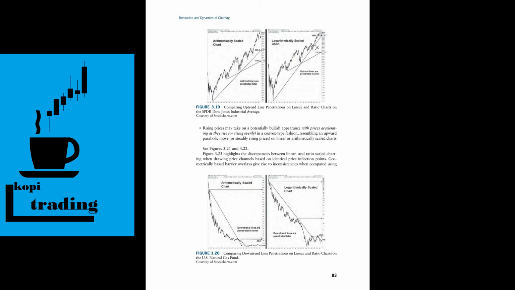Figure 3.23 highlights the discrepancies between linear and ratio scaled charting when drawing price channels based on identical price inflection points. Geometrically based barrier overlays give rise to inconsistencies when compared using different chart scaling. Figure 3.20 comparing downtrend line penetrations on linear and ratio charts on the U.S. Natural Gas Fund, courtesy of stockcharts.com.